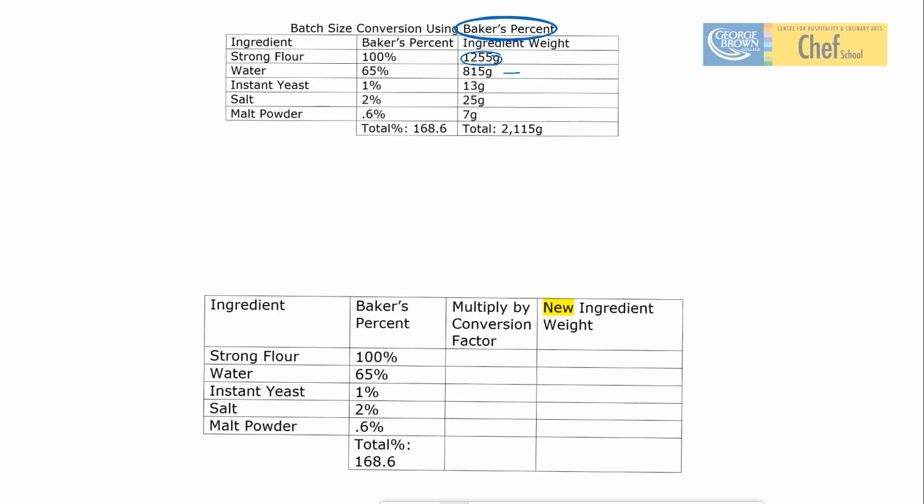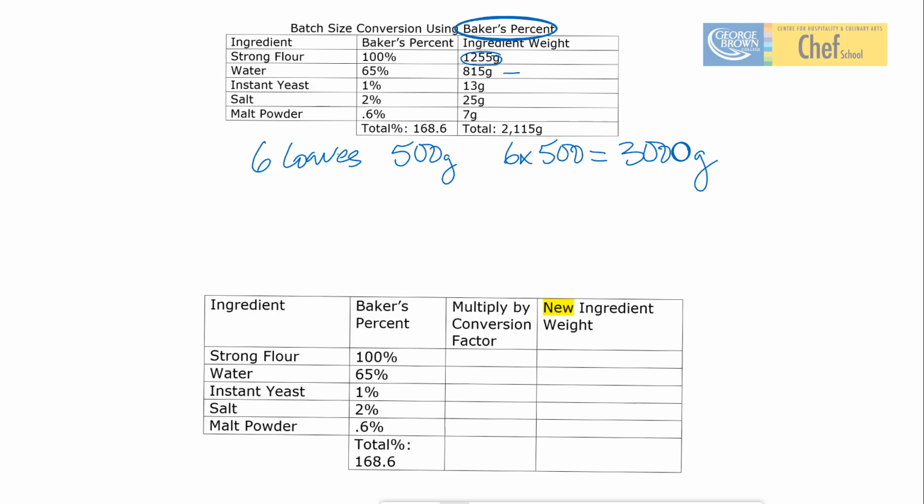Well, first decide how much you want to make. For example, say we want to make 6 loaves, and each one is going to weigh 500 grams. So 6 times 500 equals 3,000 grams. That's how much dough we're going to need.